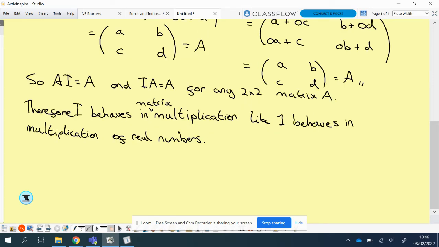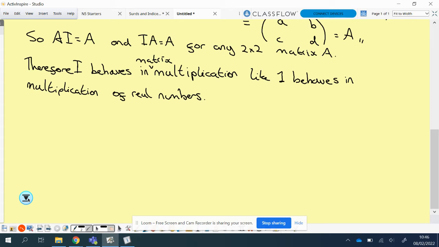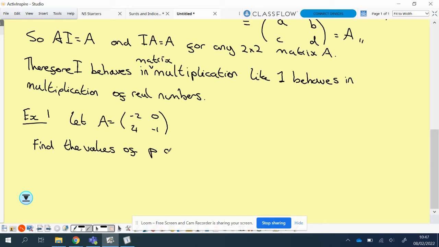What we'll do is look at how some of these questions can get asked. So example 1: let A now be the matrix -2, 0, 4, -1. We're going to find the values of P and Q for which A squared equals P times A plus Q times I. So our job is to find the values of P and Q that would mean A squared would equal P times the matrix A plus Q times the identity matrix I.